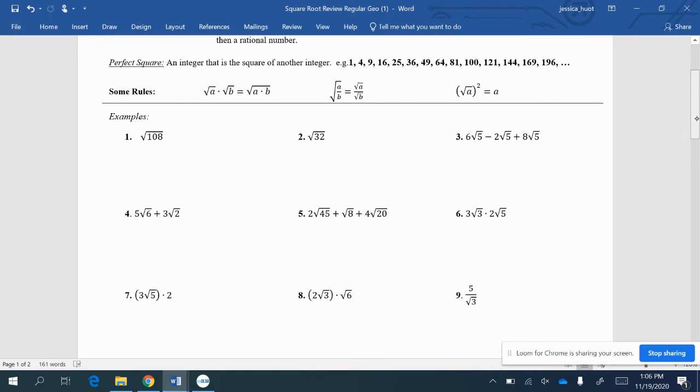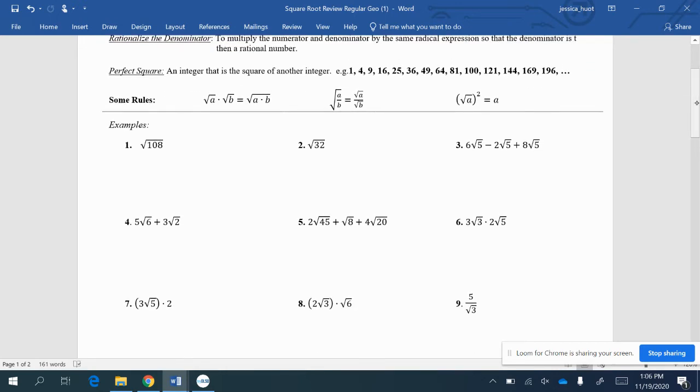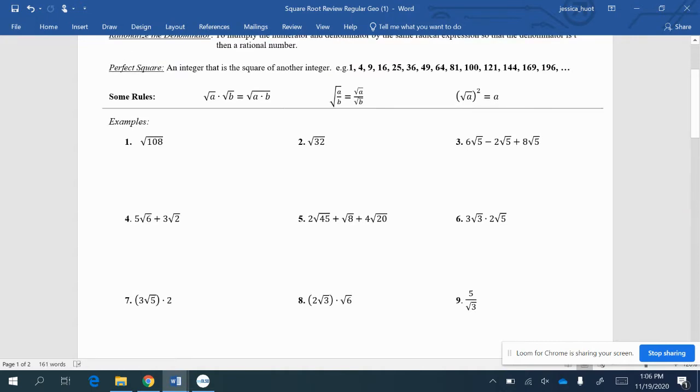So an example here, the square root of 108. I start out with my perfect squares up here, and I try to find the highest perfect square that goes into 108. So on my calculator right now, I'm just doing 108 divided by 36, and I get 3. Okay, so then I can break this up and say that that is equal to the square root of 36 times the square root of 3. The square root of 36 is 6, so it's 6 times the square root of 3.